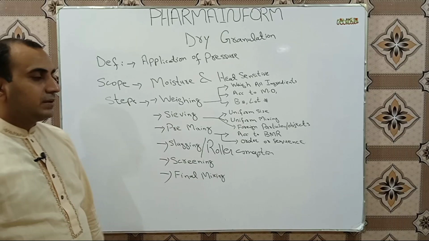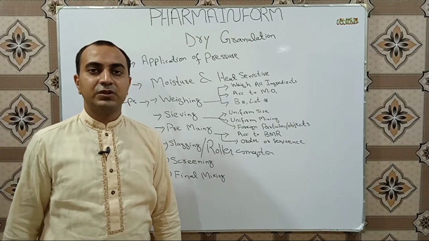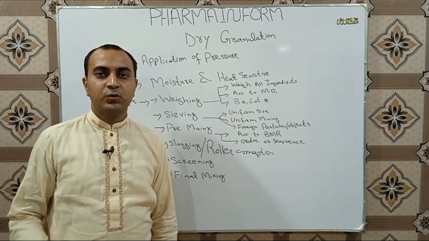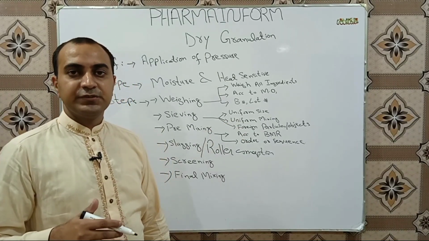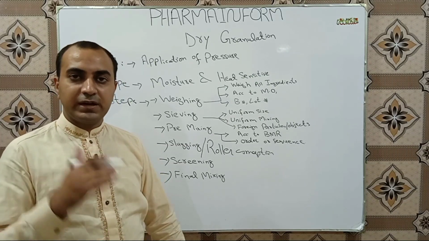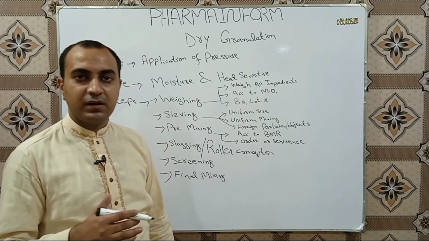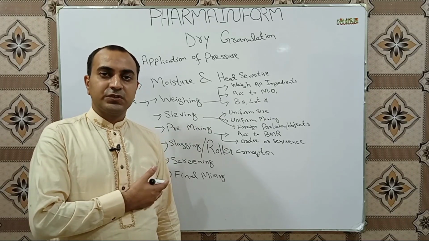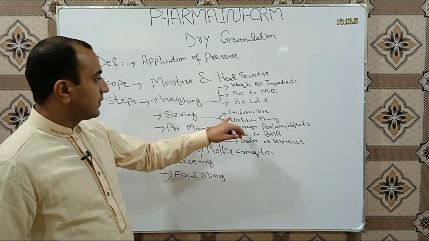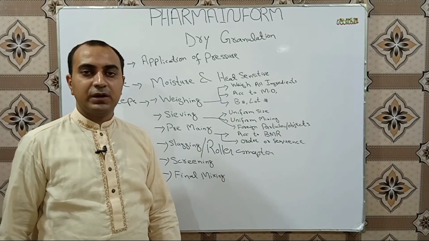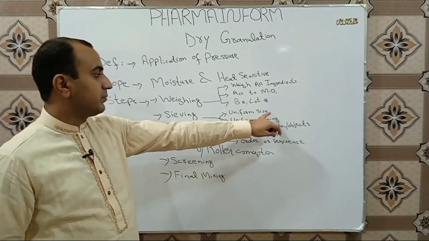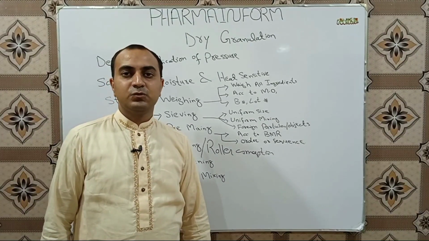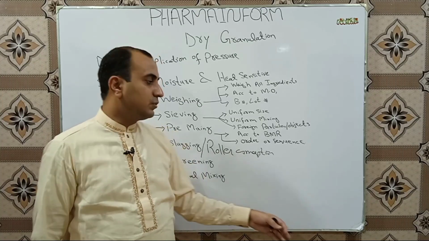The next step is sieving. As we discussed in wet granulation in detail, here we will briefly discuss. Sieving is performed to make particle size uniform. If any excipient or API has large lumps or large size particles, then by using the sieving method we can convert those lumps into small particles, so uniform size is obtained in the sieving step. By converting particles into uniform size, our mixing is uniform.